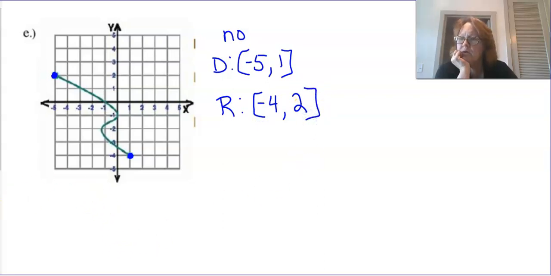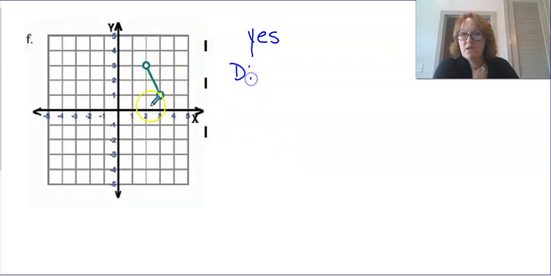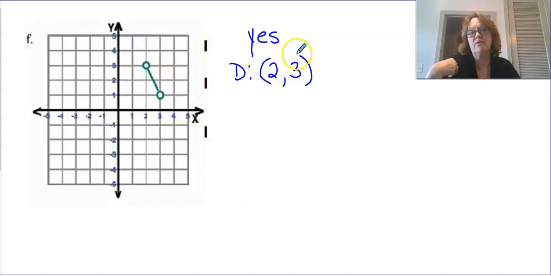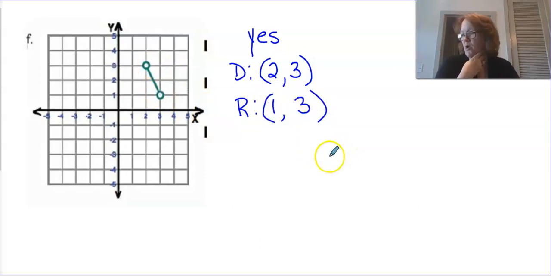So, all right. For F, this is a function, so you would answer yes, it's a function. This one has open circles. So the domain starts at x equals 2, ends at x equals 3. And these both have parentheses because they're open circles, so 2 is not included in the graph and neither is 3. The range starts at y equals 1, ends at y equals 3, and again, parentheses because they're not included.